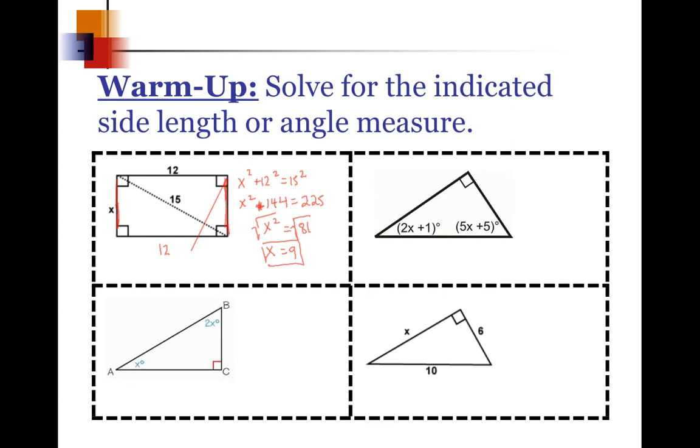All right. What about this one? So we've got another right triangle. And for this, we're solving for x. We're solving for these two angle measures. Right? So if this is 90 degrees, maybe you remember the triangle sum theorem from geometry. That means that the three angles add to 180 degrees. So these two angles, this one and this one, have to sum to 90.